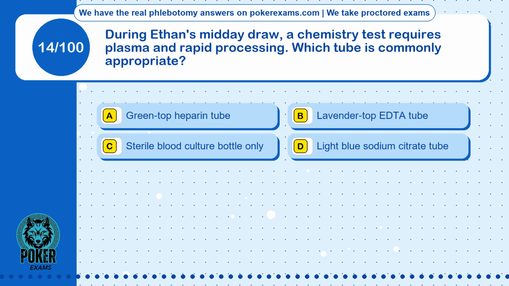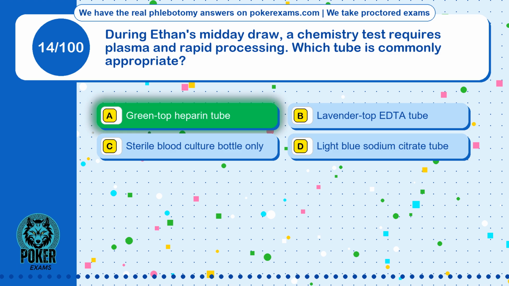Question 14. During Ethan's midday draw, a chemistry test requires plasma and rapid processing. Which tube is commonly appropriate? Option A, green top heparin tube. Option B, lavender top EDTA tube. Option C, sterile blood culture bottle only. Option D, light blue sodium citrate tube.